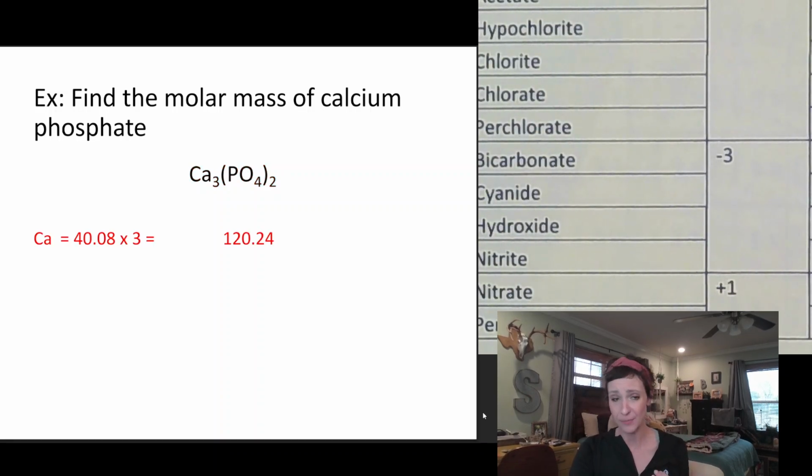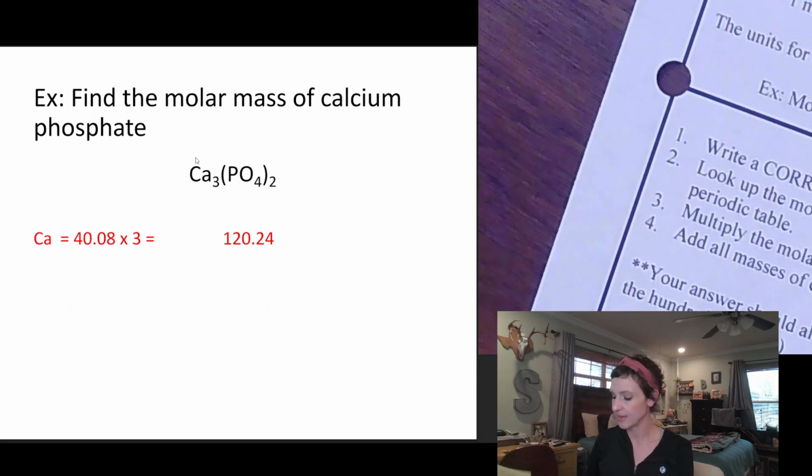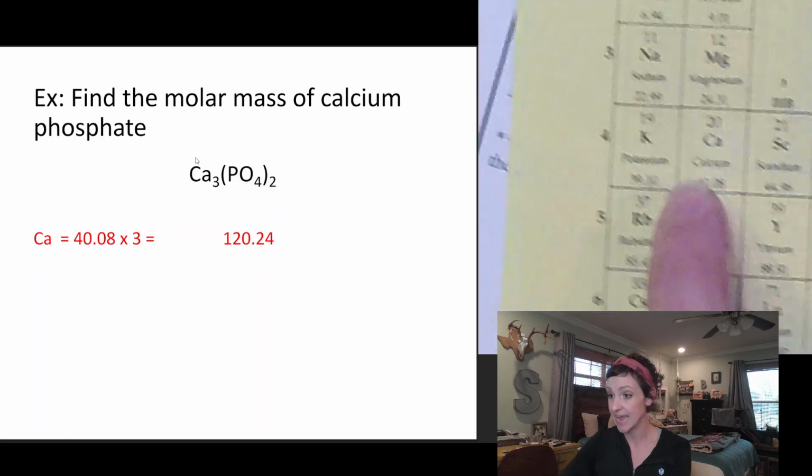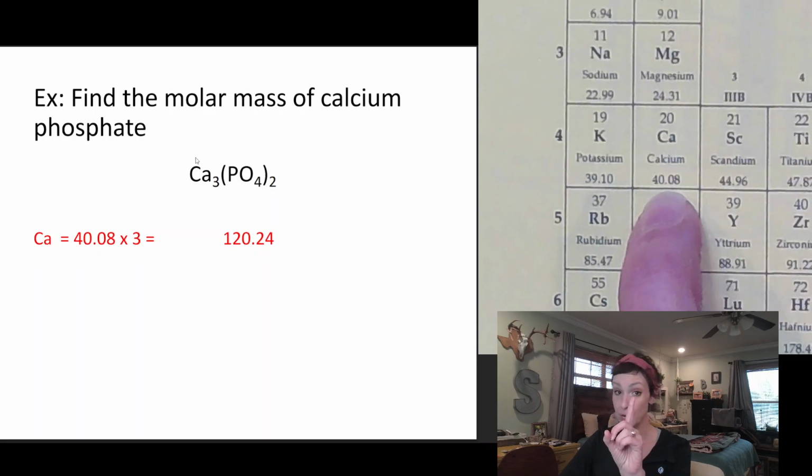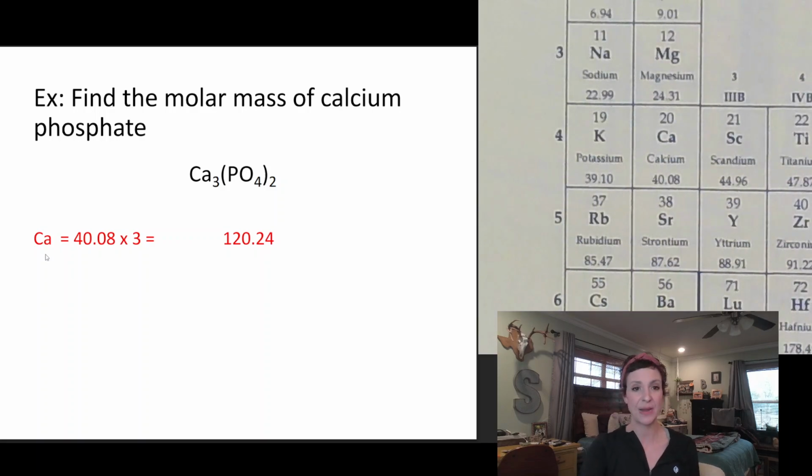Now I'm going to look at each element on here. The first element that I run into is calcium. We already found you over here, let's look at you again. The molar mass of one calcium atom is 40.08 grams per mole. But I have 3 of them, so in my calculation I'm multiplying 40.08 times 3. The overall mass of all 3 of those calcium atoms is 120.24. Great, we tackled the first element.